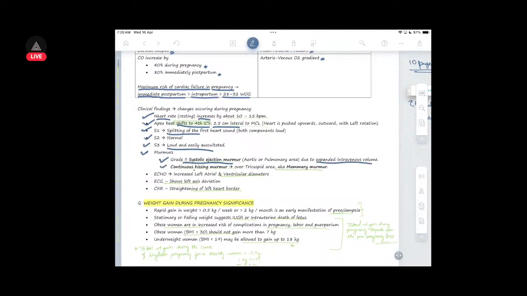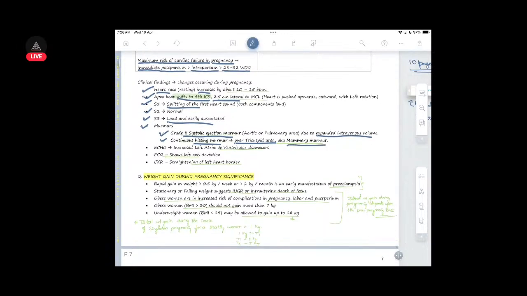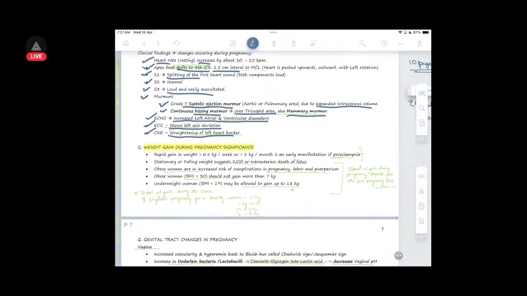Murmurs: a grade 2 systolic ejection murmur may occur due to expanded intravascular volume. Continuous hissing sound, a hissing murmur, will be there over the tricuspid area. Mammary murmur. So echo will find increased left atrial and ventricular diameters. ECG: left axis deviation will be there. Chest X-ray: straightening of left heart border.